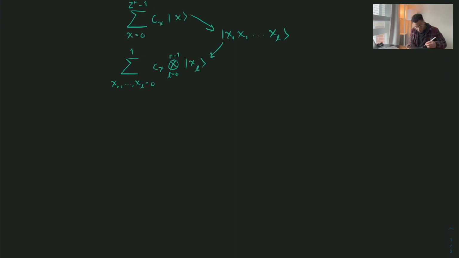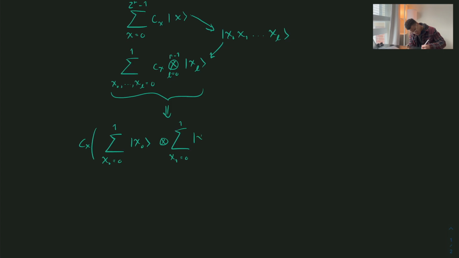And so what this is saying is that if we were to expand this, we have x_0 equaling 0 to 1, and we'll take the c_x out. So we have the summation, and then we have |x_0>, tensored with another summation, x_1 equaling 0 to 1, |x_1>, and so on up to the summation over x_l equaling 0 to 1, |x_l>.